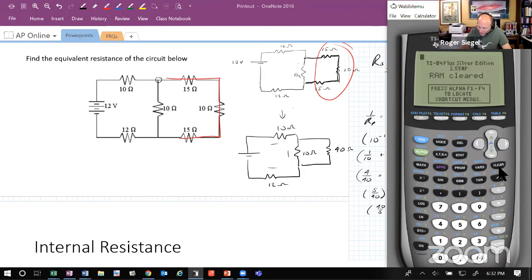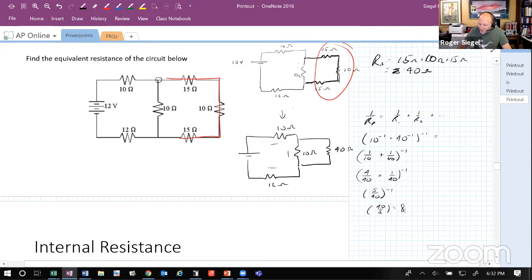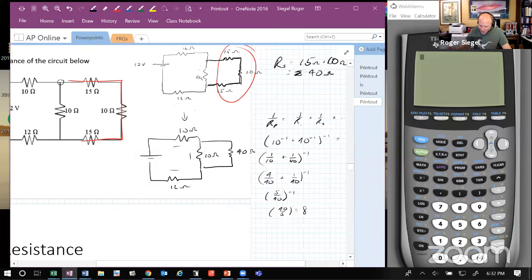Okay. And so, please use those calculators that you spend so much money on. And look how easy this is to do. You're going to get really good at just plugging this in super, super fast. You're going to plug in 10 inverse plus 40 inverse, close parentheses, inverse. And that's how you're going to do it really fast, because remember, you only have a certain amount of time to answer these questions. And so that's our 8 ohms there.